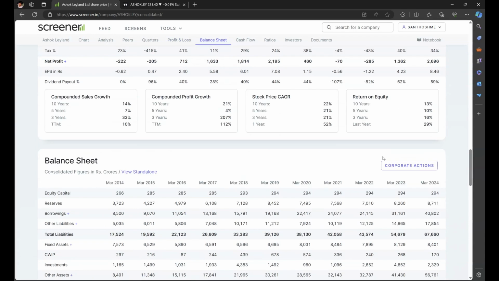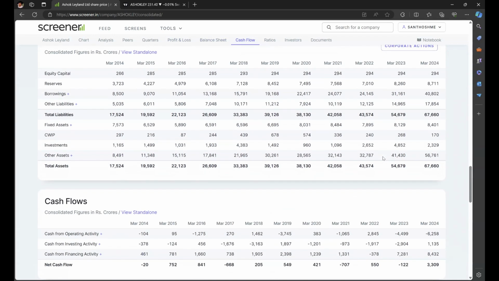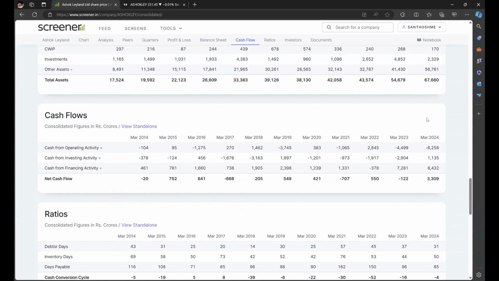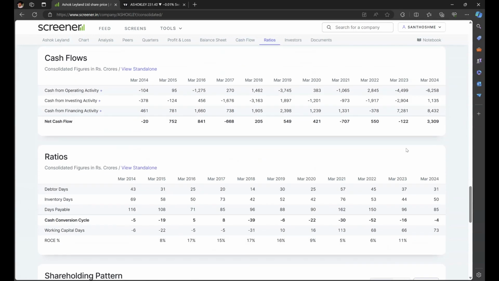I roughly looked at the balance sheet, especially the equity capital, to see if there is any dilution. And I will also see how the borrowing is. Here I see borrowing has increased, which is one of the reasons the debt to equity has increased. So that is a concern. Cash flow is also important. I will cover this in another video.